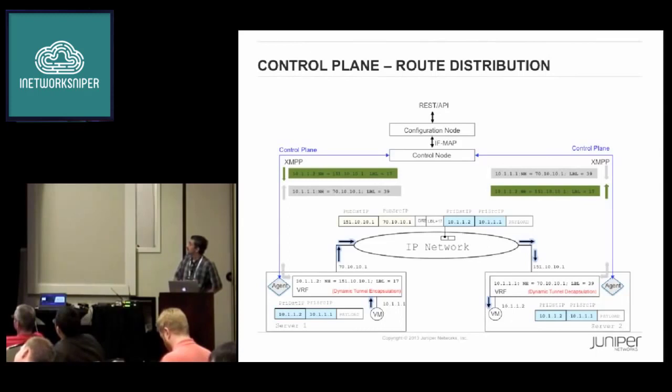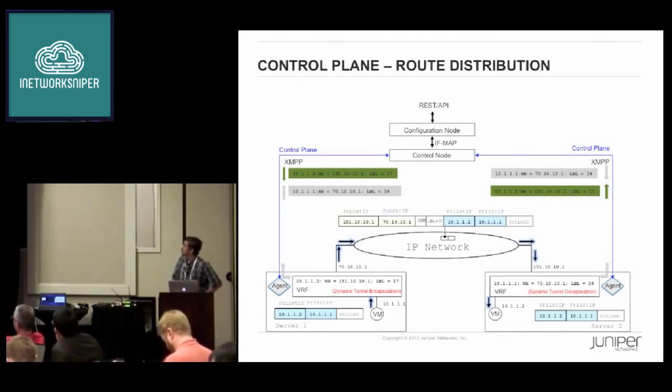So before we get to the kernel module, this is just a brief description of the control plane. In this picture, we have two servers with a virtual machine being spawned on each one. And when a VM is spawned, the agent that is running on that server advertises that VM to the control node, which is running the control protocol. And it advertises that with the address of the server and the label that's associated with that VM. And similarly, for the VM spawned on server 2, that is advertised to the control node. And this information is exchanged between control nodes and then sent to all compute nodes in the same virtual network.